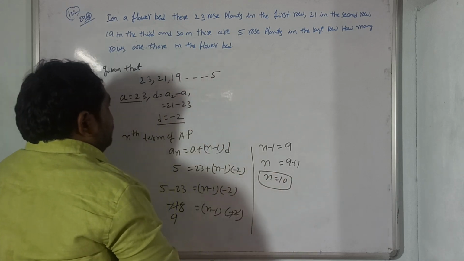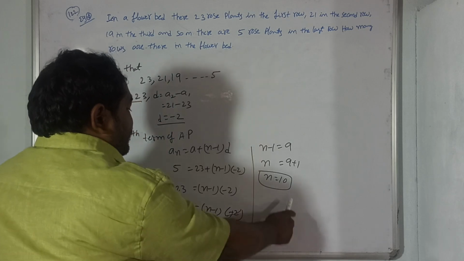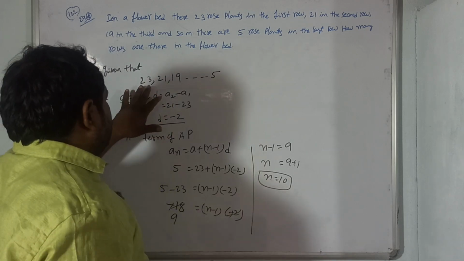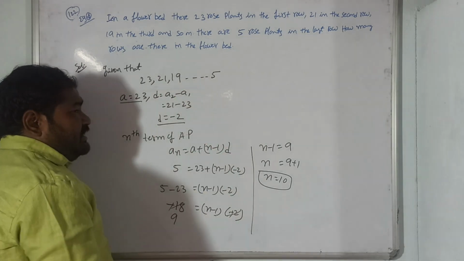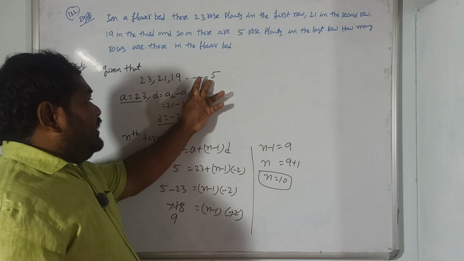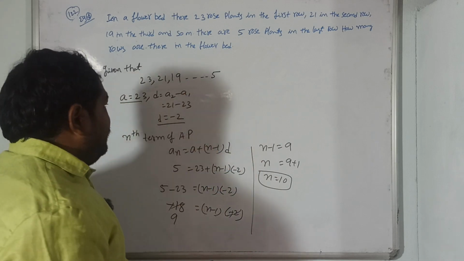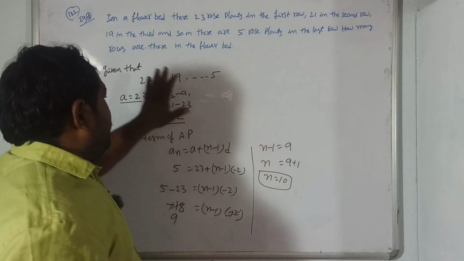Here n represents the number of rows in the flower bed. There are 10 rows. The first row contains 23, second row contains 21, third row contains 19, fourth, fifth, sixth, and the last row, which is the 10th row, contains 5 plants. Therefore the number of rows in the flower bed is 10 rows.